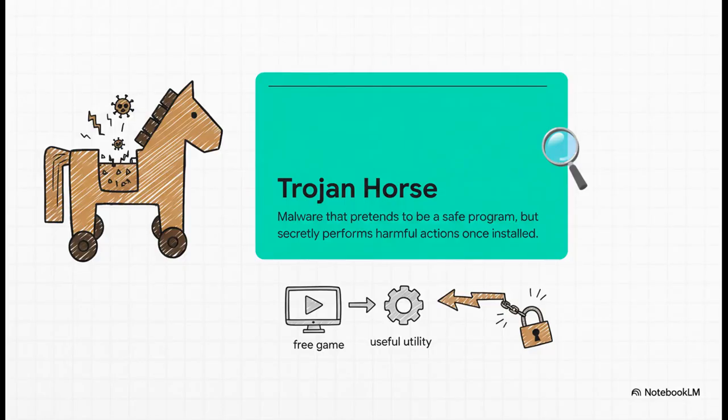Next up, the Trojan horse. And yeah, the name from the Greek myth is absolutely perfect. This malware disguises itself as something you actually want. A free game, a cool app, whatever. You willingly download and install it, basically opening the gates to your digital city. But once it's inside, it unleashes its hidden malicious purpose, which could be anything from stealing your bank info to giving an attacker total remote control of your computer.